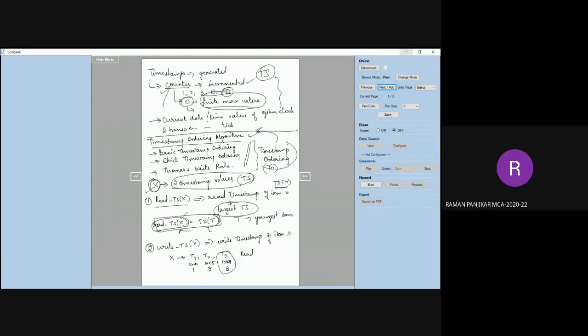See now, ma'am, when I say read TS of X, this is the maximum timestamp, which is the youngest transaction. It is nothing but your T3. So when I say read TS of X is equal to TS of T, this T is nothing but our T3 in this case. That is the youngest because it started late. That is why it is assigned the maximum timestamp. Are you getting that now?